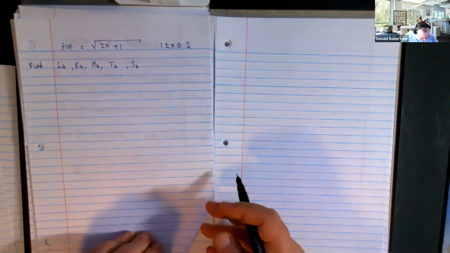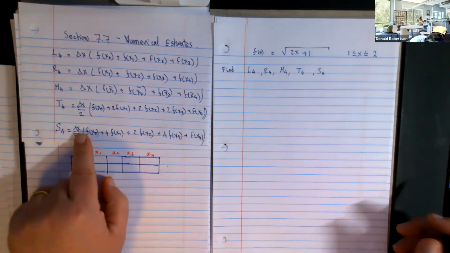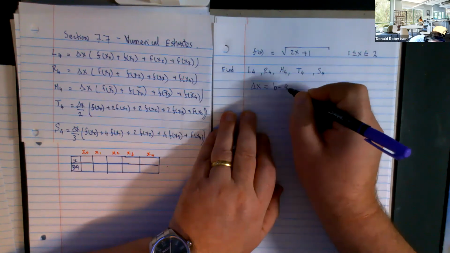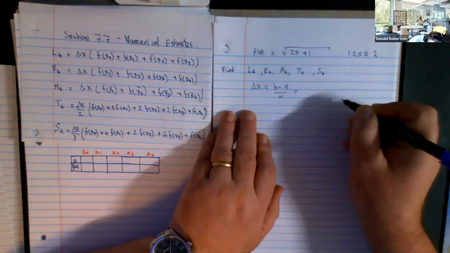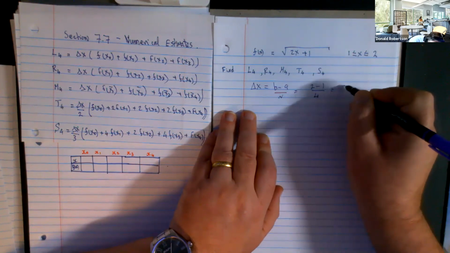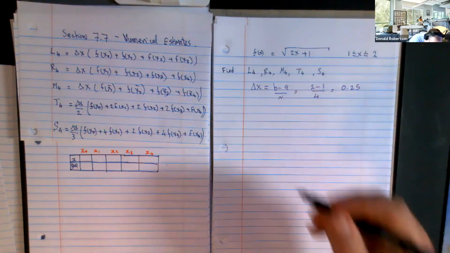What's the first thing we should do in this situation? We should find delta x. And that never changes. Delta x is the start and the finish divided by n. In this case, 2 take away 1 divided by 4, so it's 0.25. That would be my step 1.